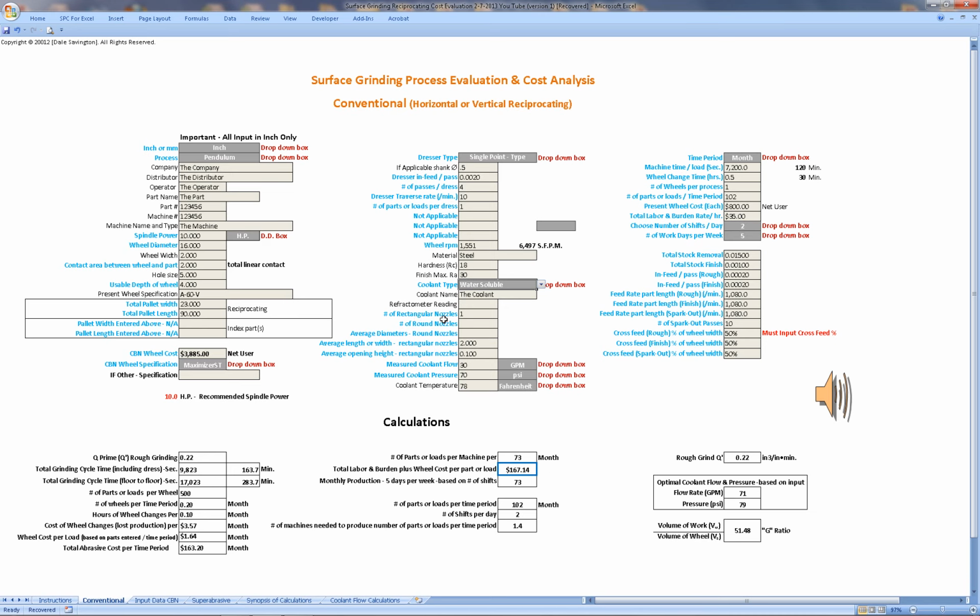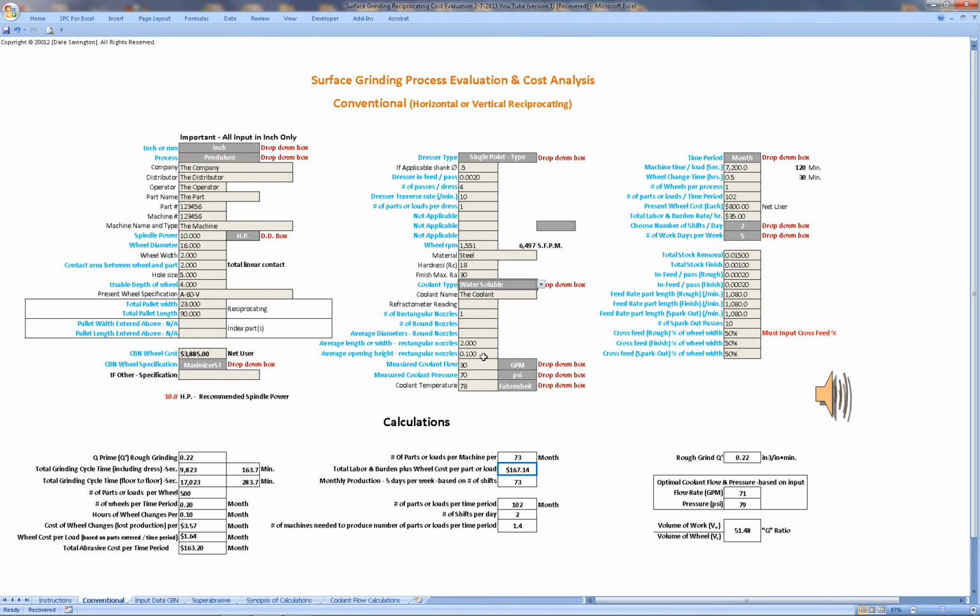The next important is the nozzle or nozzles, plural, information. This will come up in a few minutes. If you look down below here, you'll see the optimal coolant flow and pressure based on input. And we've calculated based on the number of nozzles. In this case, there's only one rectangular nozzle, no round nozzles, no average diameter. The average length, in this case there's only one, was 2 inches. The average opening of the height, if there are more, you have to put the average, would be, in this case, 100 thousandths.